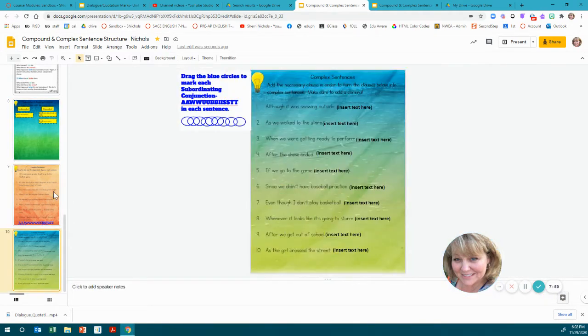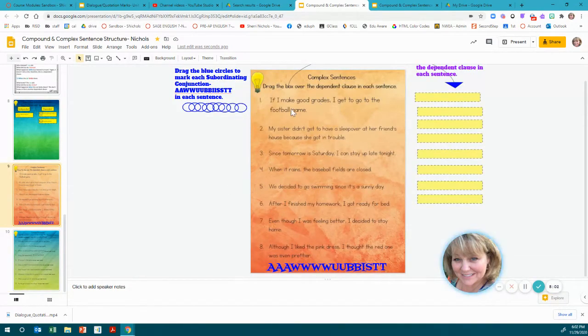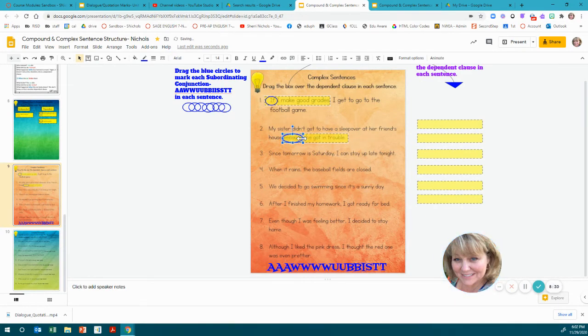And on this part of the assignment, you're going to drag the box over the dependent clause in each sentence and then drag the blue circles to mark each subordinating conjunction. If I make good grades, I get to go to the football game. If I make good grades. If my sister didn't get to have a sleepover at her friend's house because she got in trouble, and then you would just drag this over and stretch it out just a little bit if it's a bigger word like because. So you do that for the rest of these.